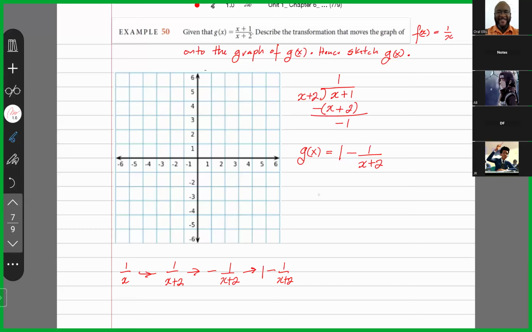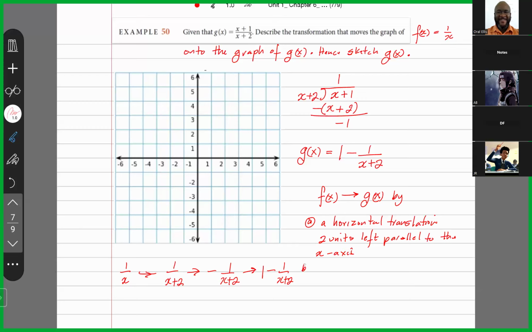So to answer the question, this is what I would say: f of x is mapped onto g of x by, first, a horizontal translation 2 units left, parallel to the x-axis. That's the first transformation.